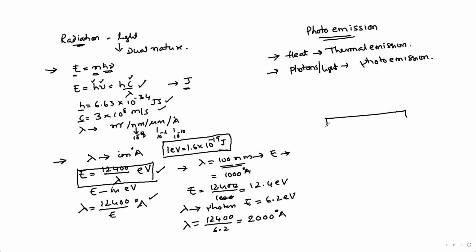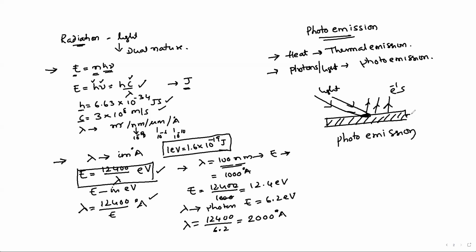From certain metals, when light is incident on these metals, if this light has more energy compared to the work function of this material, then electrons will be emitted. When light is incident and electrons are emitted, this emission is called photo emission. And the metal which can emit electrons due to incidence of light is called a photometal. The electrons emitted are called photoelectrons.